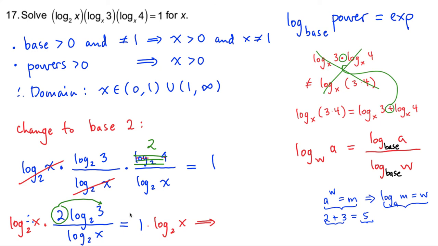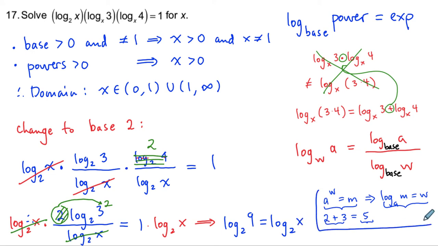So back over here, we see that the denominator no longer contains an x, and the 2 comes up as an exponent. I'm just going to cross it off here. So now this says log base 2 of 9 is equal to log base 2 of x. And by the one-to-one property, we have a logarithm on the left, a logarithm on the right. They have the same bases, therefore the arguments must be the same. And as a result, we get that x is equal to 9.